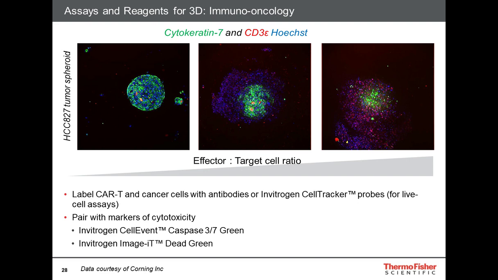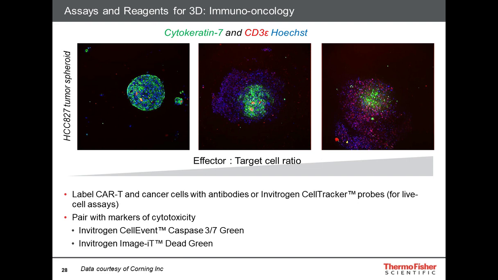On the left, we have no T cells. On the right, we have lots of T cells. And in the middle, we have a middle amount of T cells. These spheroids were fixed and permeabilized and labeled with antibodies against cytokeratin, reporting our tumor cells, and CD3 epsilon, reporting our CAR-T cells, and of course Hoechst for our nuclear counterstain.